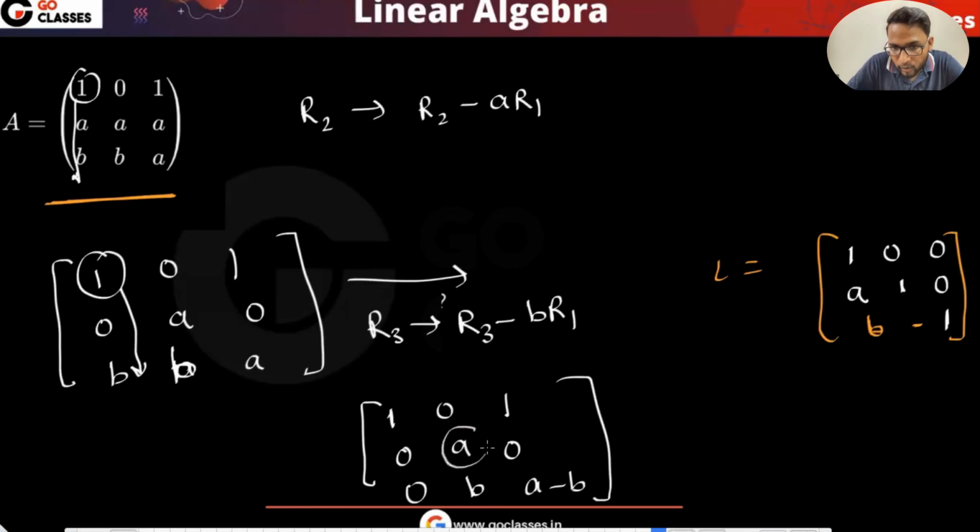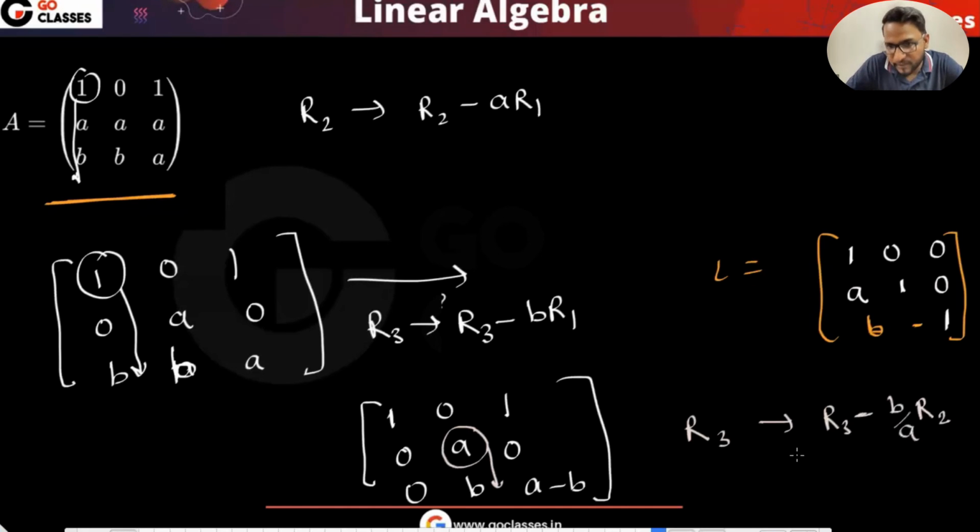So now I need to do what? I need to basically make this 0. Can you tell me what I should do to make this 0? R3 should be replaced by R3 minus B by A R2. Yeah, B by A.